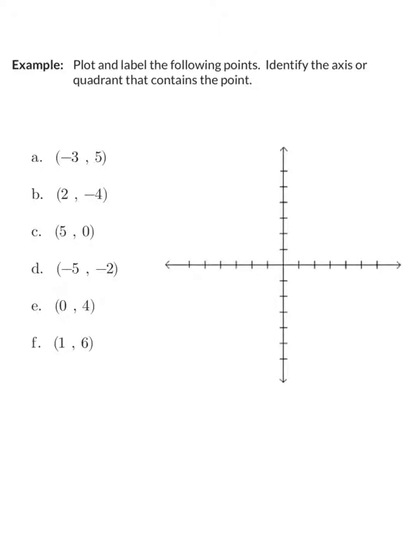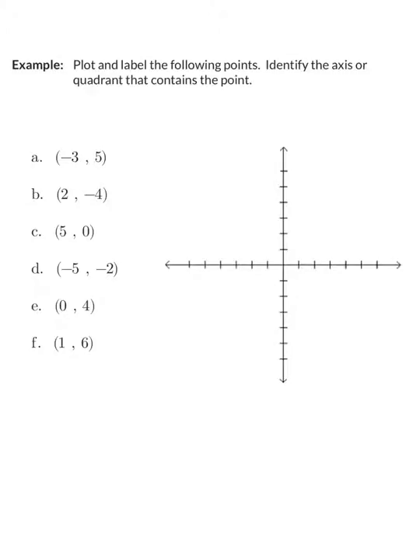So the next thing that we want to look at is plotting and labeling points. So we're going to do exactly what we mentioned in the previous slide. We're going to start by looking at our first coordinate. This tells us left or right and how far. The second one tells us how far up or down to go. Since our first number is negative, we want to move 3 spaces to the left. And since the second coordinate is positive, we're going to move 5 spaces up. So we will be somewhere right around here.